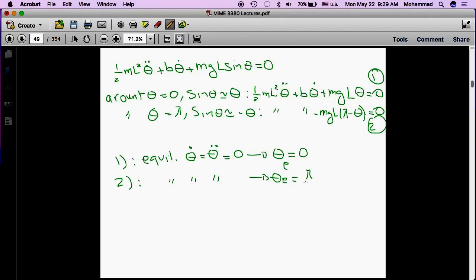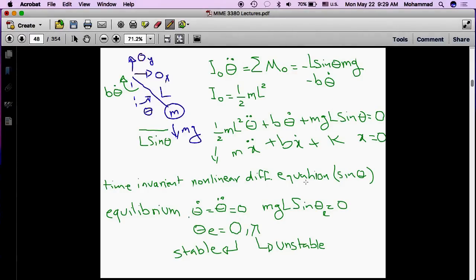Okay, so what did we do? We started from a system that had this free body diagram. We wrote Newton's second law for this rotational system. We arrived at this equation in the middle, where we had sine of theta. We did a calculation to find the equilibrium position. Where would theta, or the pendulum, stay if both velocity and acceleration were equal to 0? And we found there are two positions, theta of 0 and theta of pi, which will make the sine term equal to 0.